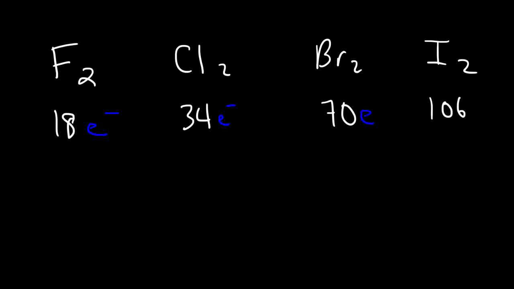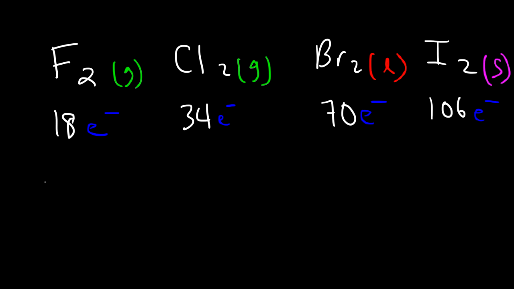So we know that the molecule with the most number of electrons is the one that's going to have the highest amount of London dispersion forces. So therefore, we should expect that iodine will have the highest boiling point. In fact, iodine is a purple solid. Bromine is a red liquid. Chlorine and fluorine are gases. Solids usually have a very high boiling point, and gases tend to have a very low boiling point.